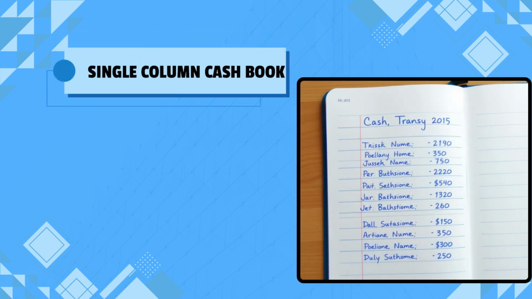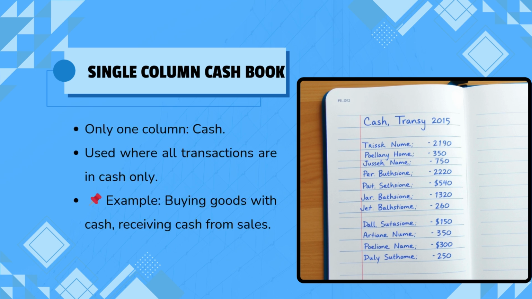Let's go to the single column cash book. The single column cash book records only cash transactions. For example, paying cash for goods or receiving cash from sales.